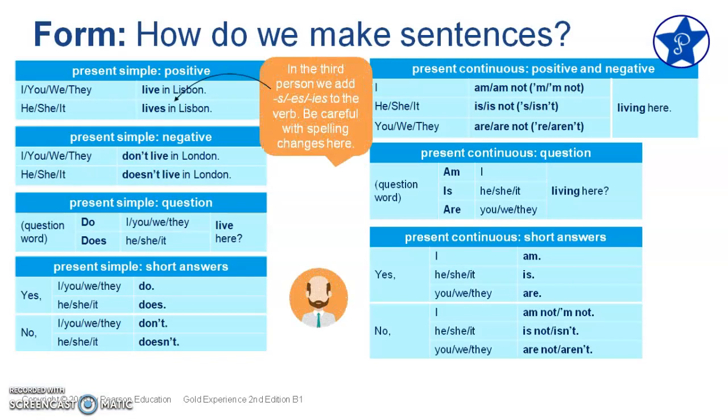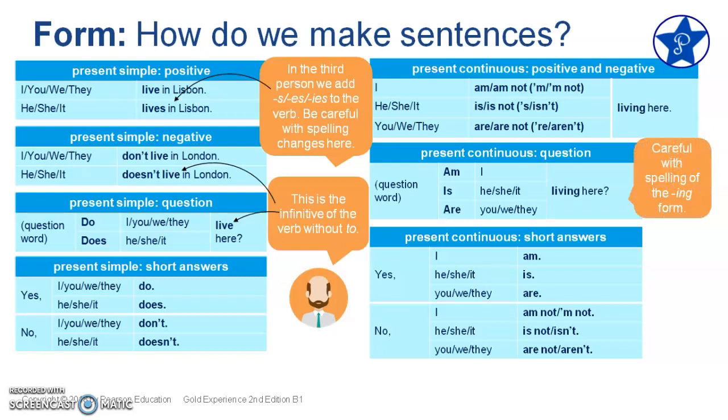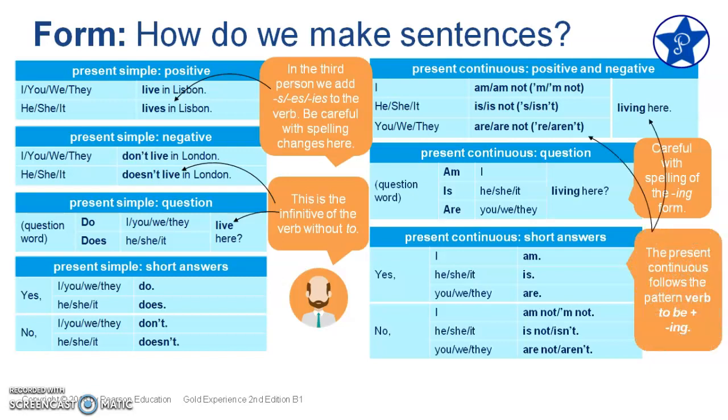In the third person we add s, es or ies to the verb. Be careful with the spelling changes. This is the infinitive of the verb without to. We always use the infinitive after do, does, and don't and doesn't. Be careful with the spelling of the ing form. The present continuous follows the pattern verb to be plus ing.